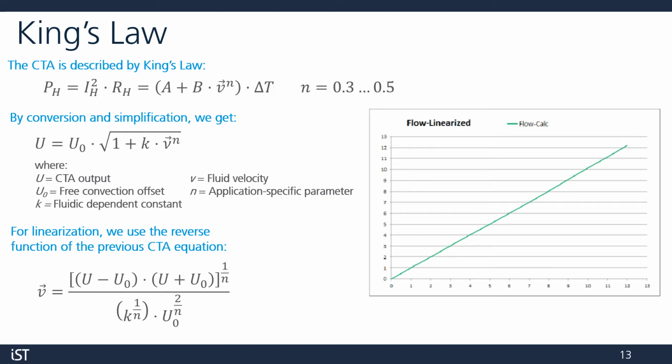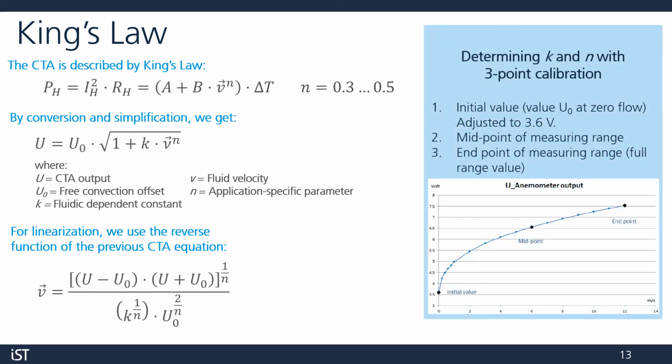What about the K and N values? We can determine these by performing a calibration using 3 points, which are 0 flow, the midpoint of our flow measurement range, and the upper limit of this range. For a more detailed description of this process and to see an example calculation, take a look at our application note.